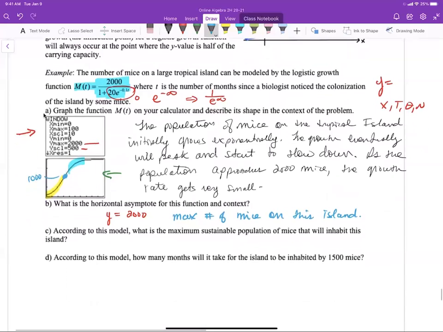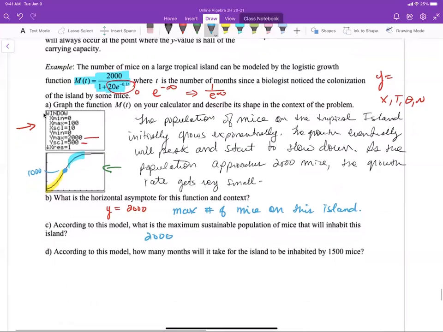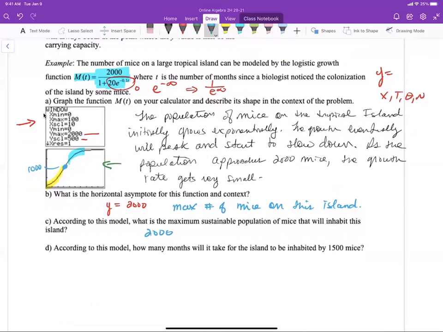According to this model, what is the maximum sustainable population of mice that will inhabit this island? Well, that's actually what we just answered. I'm not sure why there are two questions that are essentially the same thing. According to this model, how many months will it take for the island to be inhabited by 15 mice?